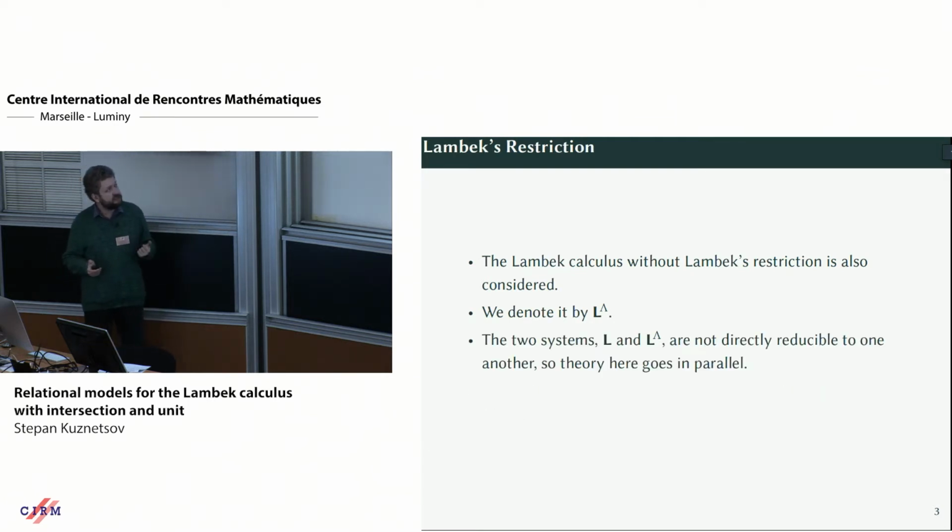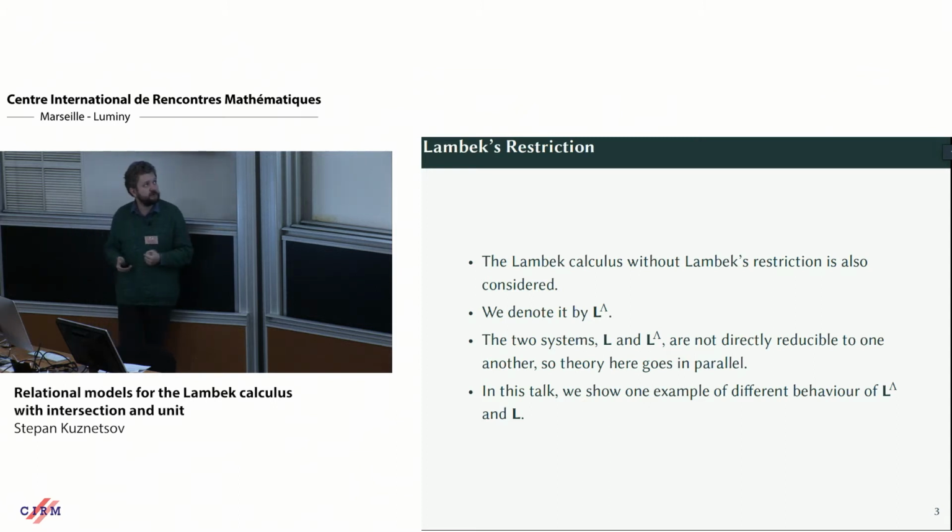So, these two systems are not directly related to each other. Say L is not a conservative fragment of L with lambda on top. So they correspond to different classes of algebras and they have different theories. And the theory usually goes in parallel. So if one presents a new result for, say, the original Lambek calculus, then a PhD student can do the same for its variant with empty antecedents and get, say, a formally new result and publish a new paper. But this is not always the case. Sometimes their behavior is different, and in this talk, we'll expose one of these differences.